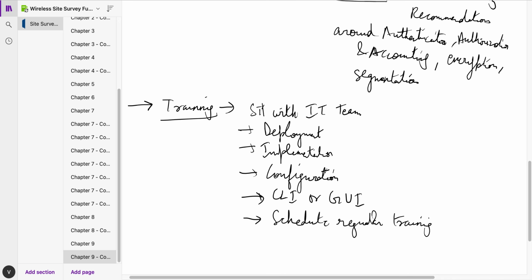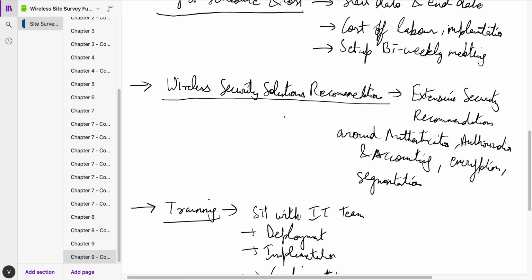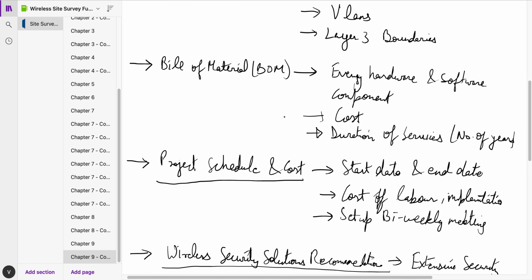So hopefully you can remember these things, and for every project that you complete, I highly recommend you submit at least 80% of what we talked about, and I think you should be good with that. So this is about this chapter. I don't think I've missed out on anything.